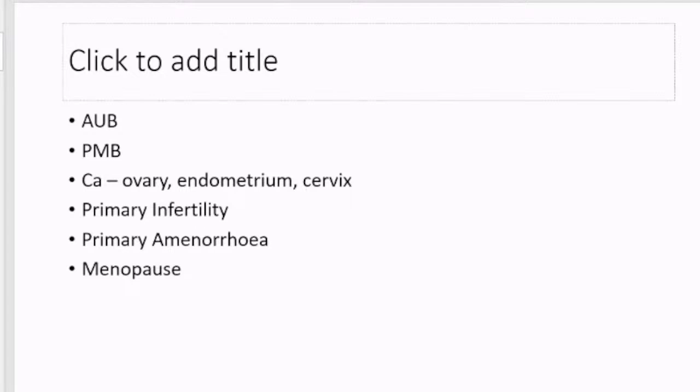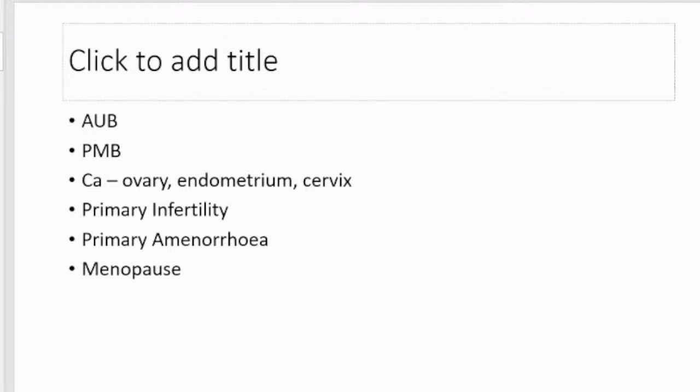If not, then for your investigations, you will do your ultrasound. When you write that you would like to do an ultrasound, you write down what all you will see on the ultrasound. You look at the myometrium, you look for fibroids, look at the endometrium, you look for the thickness, you look at the adnexa, you look for any abnormal ovarian masses. Right, and depending on that, you will treat. So if it's a leiomyoma, then you talk about medical management, surgical management.